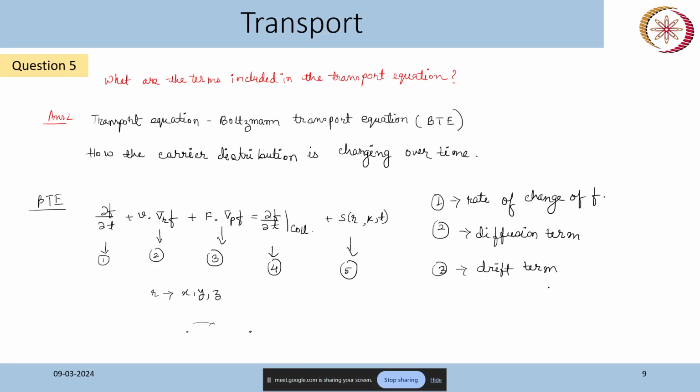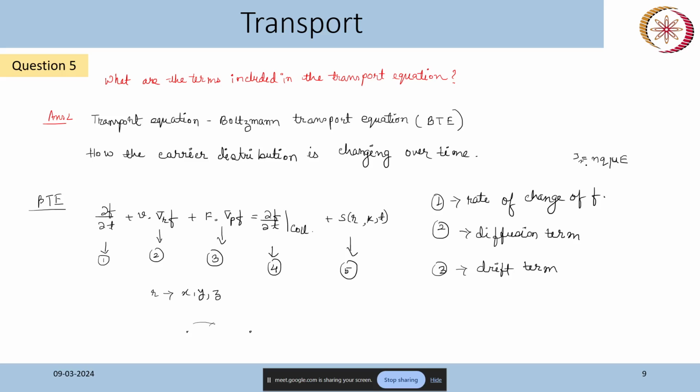How is it a drift term? Drift happens when there is an applied force, like an applied electric field. We studied the drift current equation earlier, where J is equal to Q mu into E, and E is the electric field. So there is some kind of field present, and that is how the drift of carriers happens.